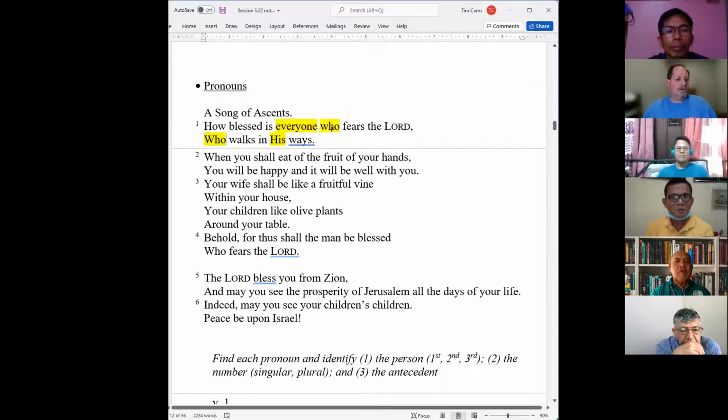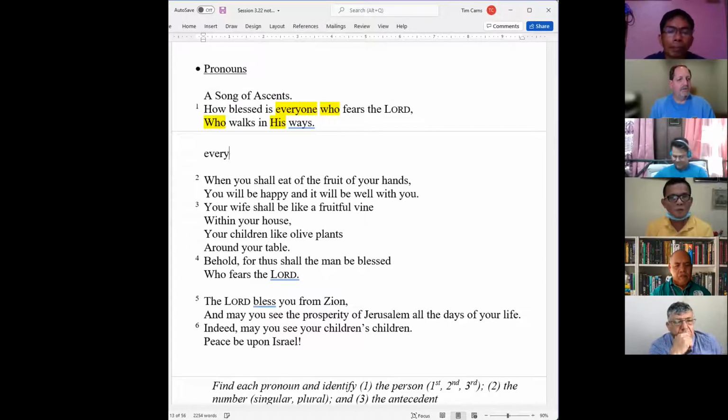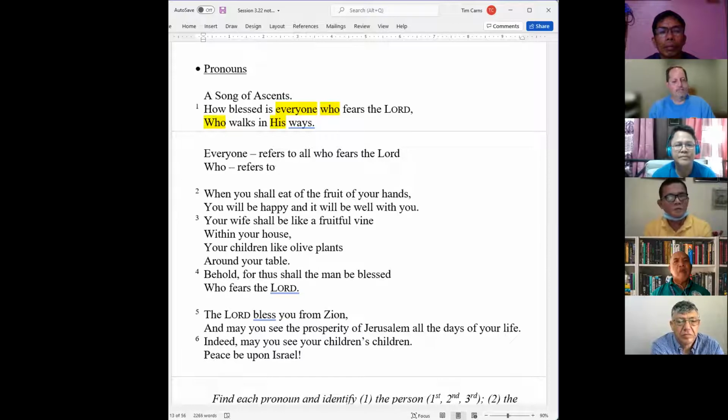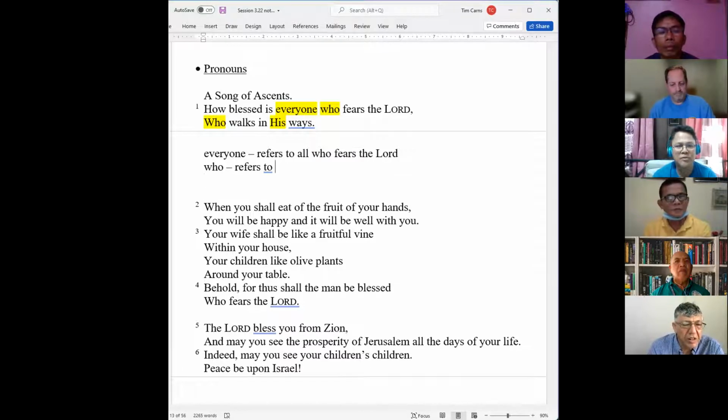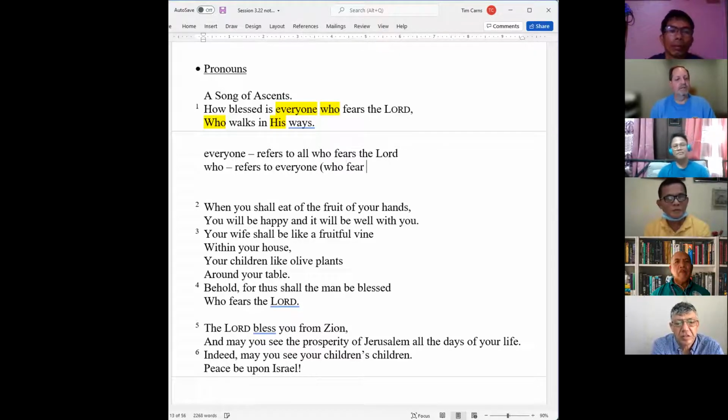Okay, good. Now, the who is called a relative pronoun. We already looked at that as a connector word. Let's see, how can we do this? Let's do it this way. All right, so we have everyone. Refers to all who fear the Lord. Yes, good. All right, and then who refers to also who fears the Lord. Yeah, lines 1 and 2. Technically it refers to everyone, right? That's specifically who's, but then yeah, we know that everyone is those who fear the Lord.